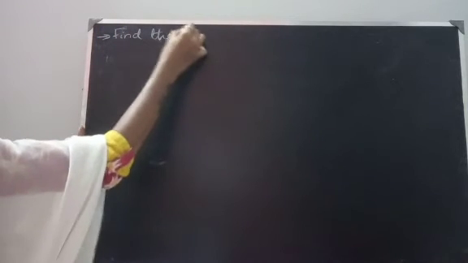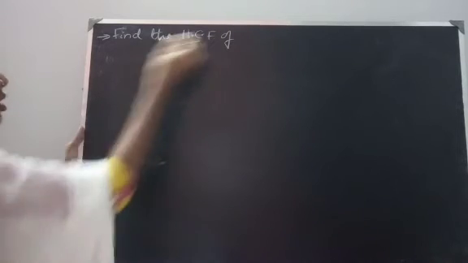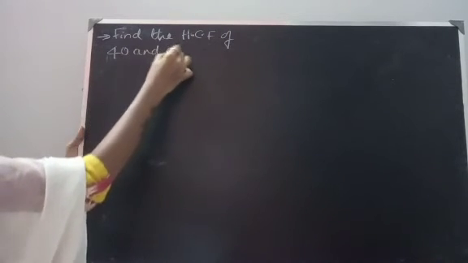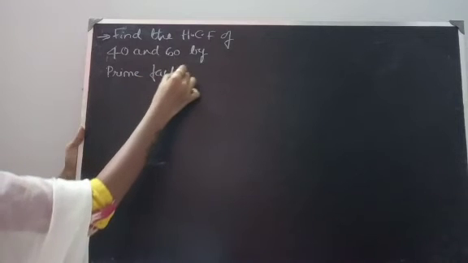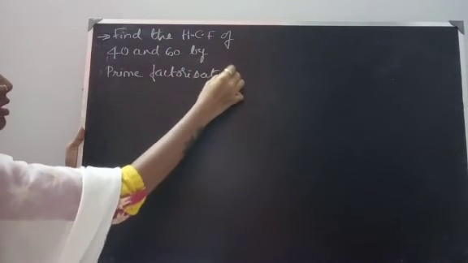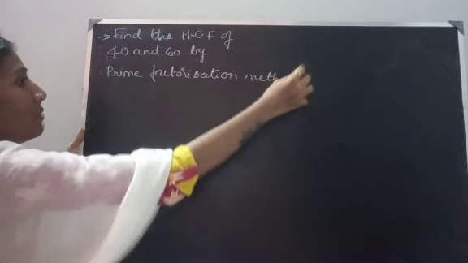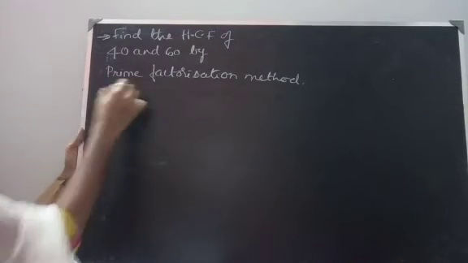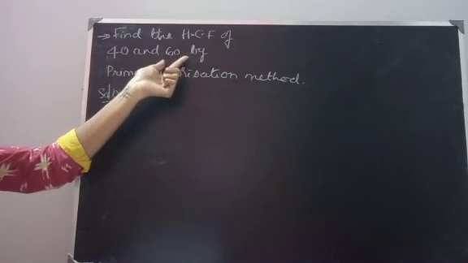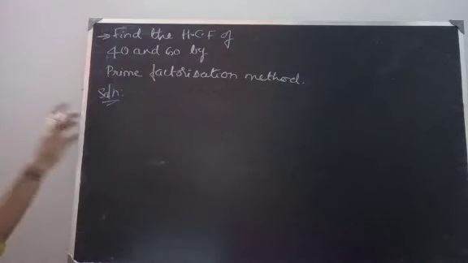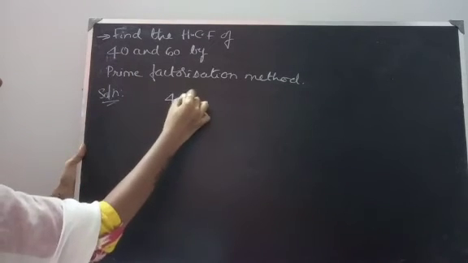So we'll find HCF using the prime factorization method. Find the HCF of 40 and 60 by prime factorization method. So here they asked us to find the HCF of 40 and 60 by the prime factorization method. So we'll consider these two numbers, 40 and 60.